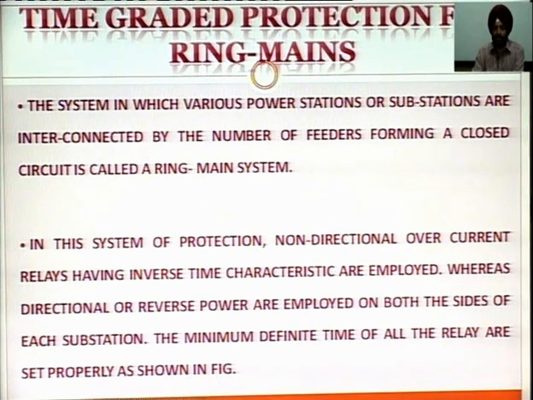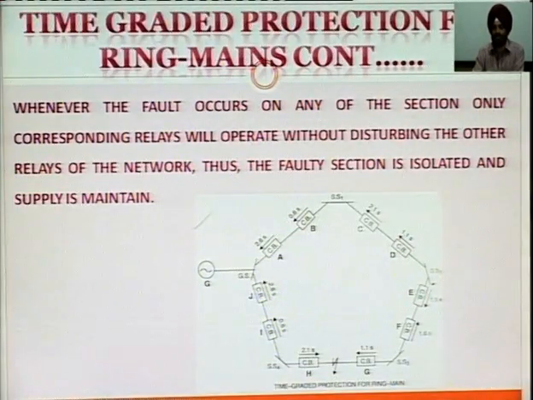The minimum definite time of all the relays is set properly as shown. You can see in this figure, this is the time graded protection for the ring main system. Now when a fault occurs on any one of the sections, only the corresponding relay will operate, without disturbing the other relays of the network. Thus the faulty section is isolated and the supply is maintained.